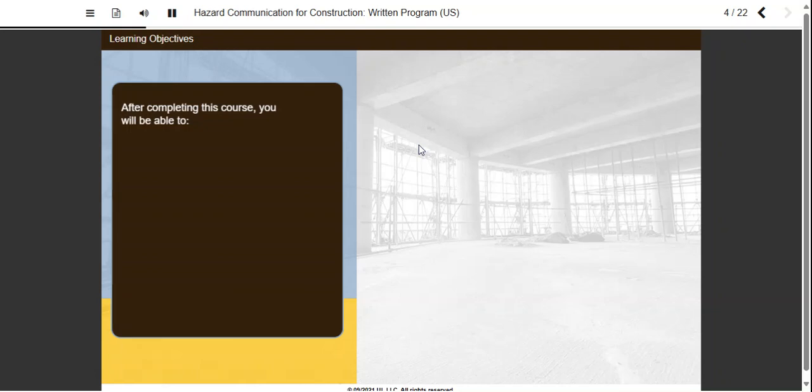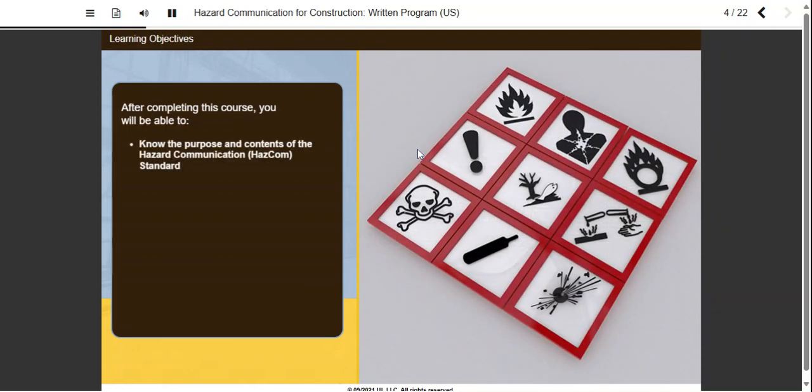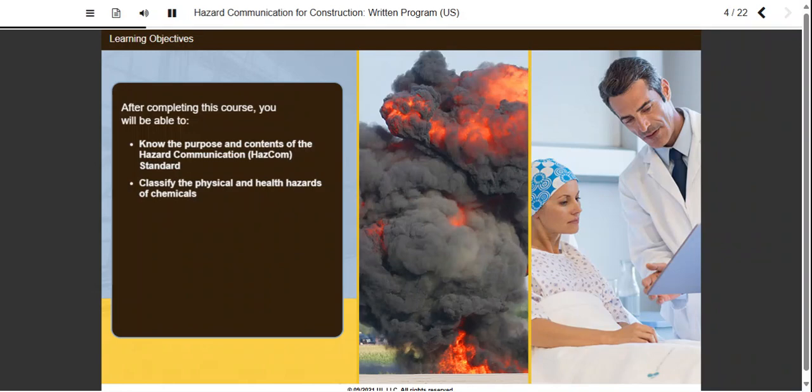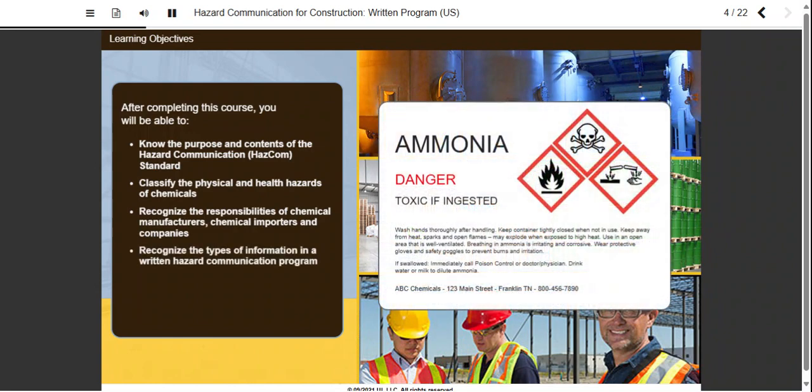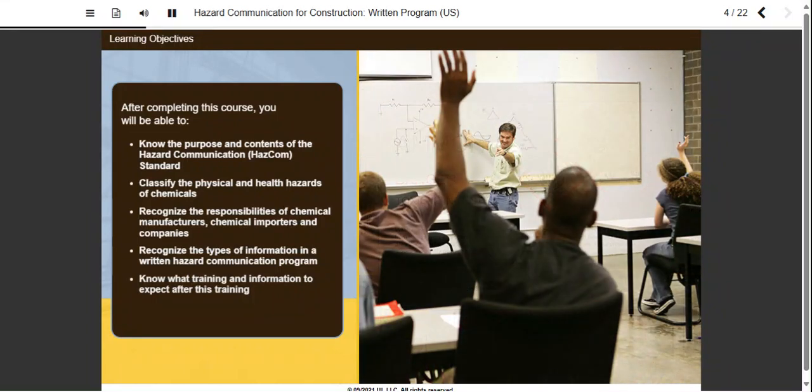After completing this training, you should know the purpose and contents of the Hazard Communication Standard. You should be able to classify the physical and health hazards of chemicals and recognize the responsibilities of chemical manufacturers, chemical importers and companies, and the types of information in a written hazard communication program. You should also know what training and information to expect after this training.